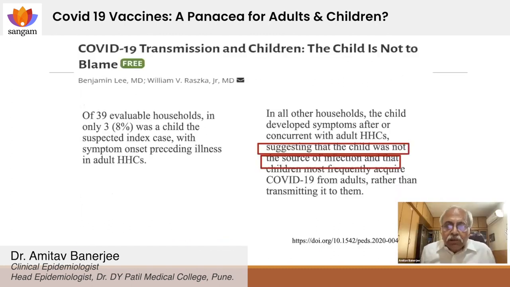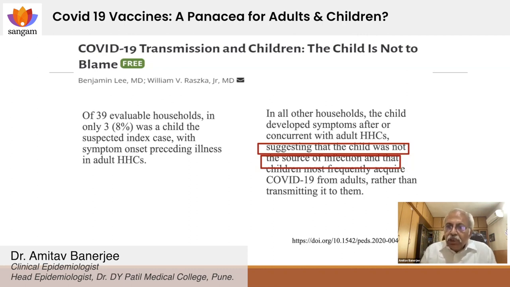Besides this, the second concern is whether it transmits to adults. They have done studies. This was published in a pediatric journal by Benjamin and colleagues. They did contact tracing and saw that 92% of the time the child got the infection from adults, and only 8% of the time did the child transmit to adults. So more than 92% of times the child gets the infection from the adult. So the child does not transmit.